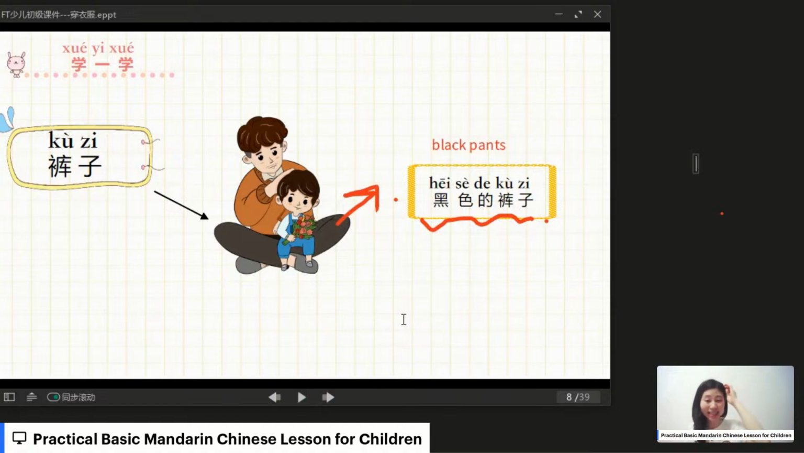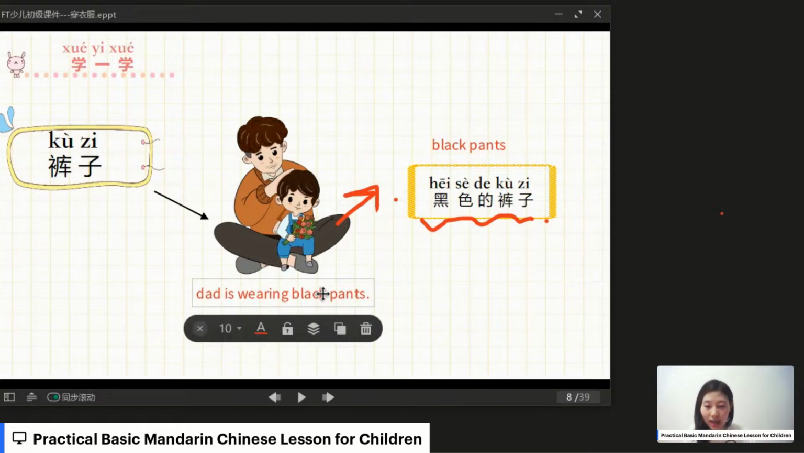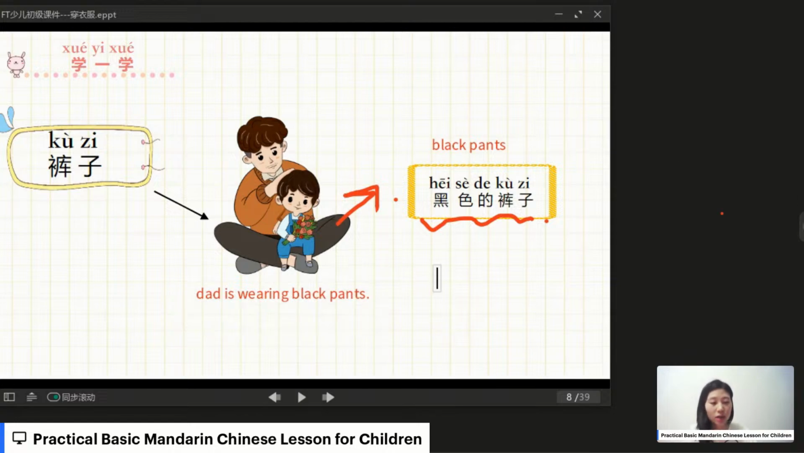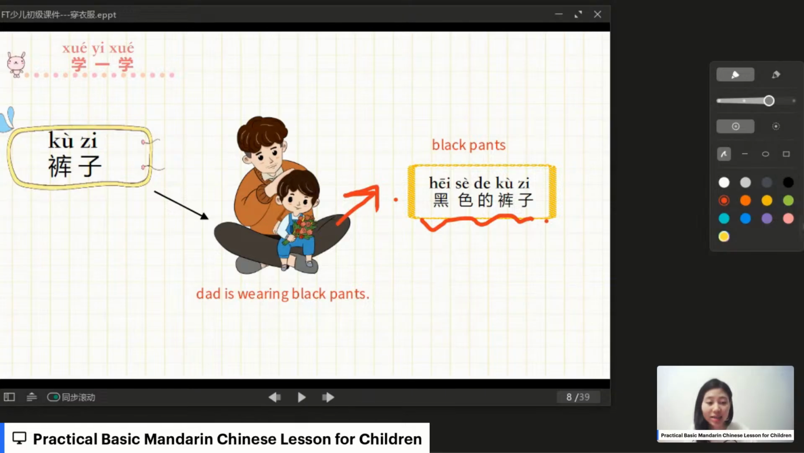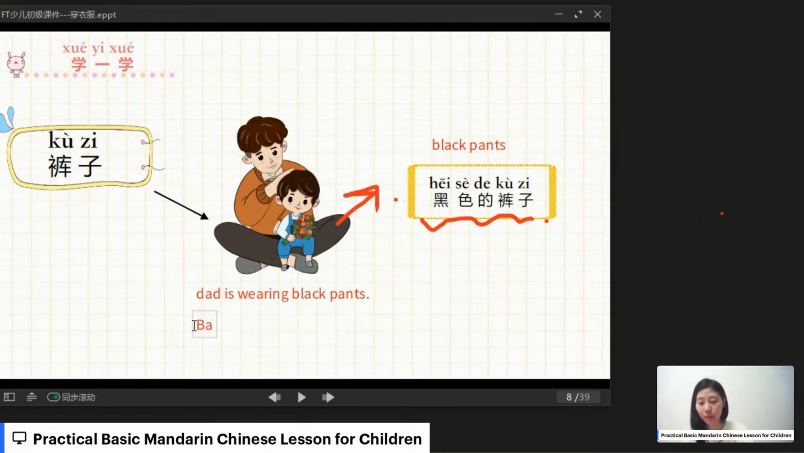Now, actually, we can try to make a sentence with that. Here it should be the dad, right? So dad is wearing black pants. That would be the sentence we're going to make. So now let's separate these phrases one by one. The first one is dad. Dad in Chinese we say 爸爸. Then wearing, we just need to focus on this word. So wearing would be 穿.